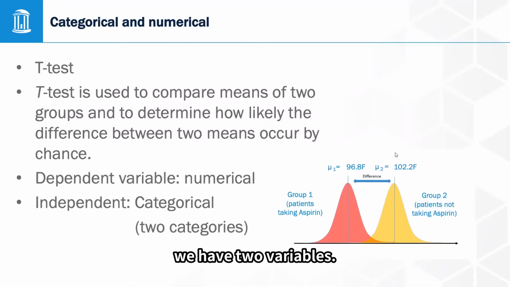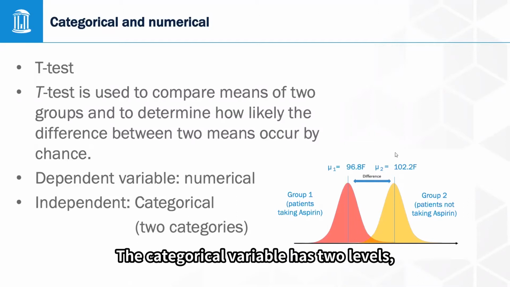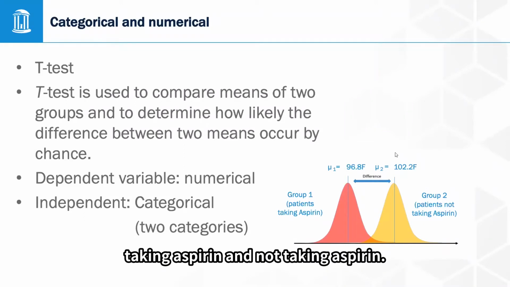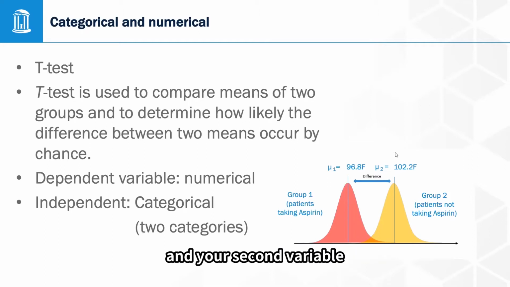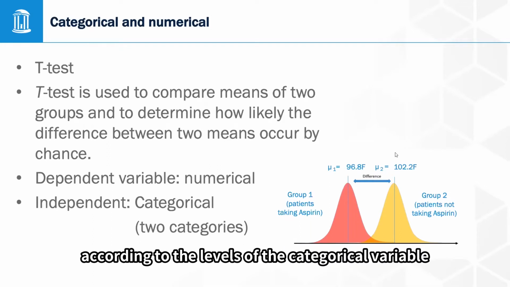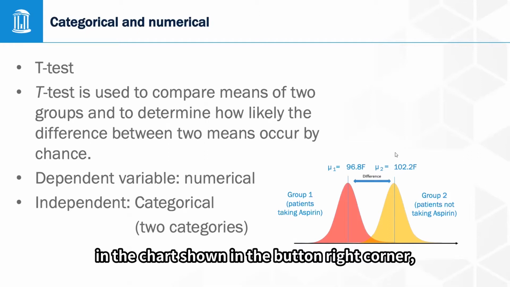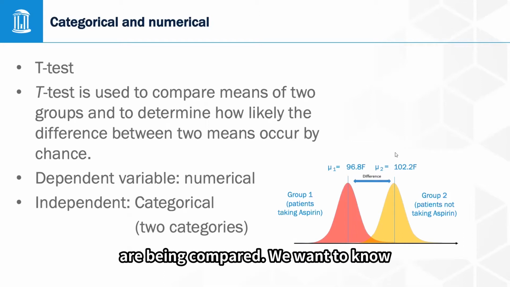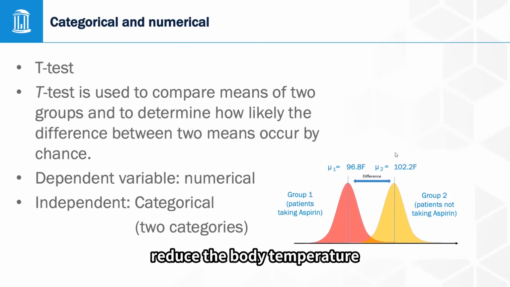For example, we have two variables. The categorical variable has two levels, namely two categories: taking aspirin and not taking aspirin. And your second variable is the body temperature of your patients. You put your patients into two groups according to the levels of the categorical variable. In the chart shown in the bottom right corner, two groups of patients are being compared. You want to know if aspirin can help reduce the body temperature when a patient is having a fever.